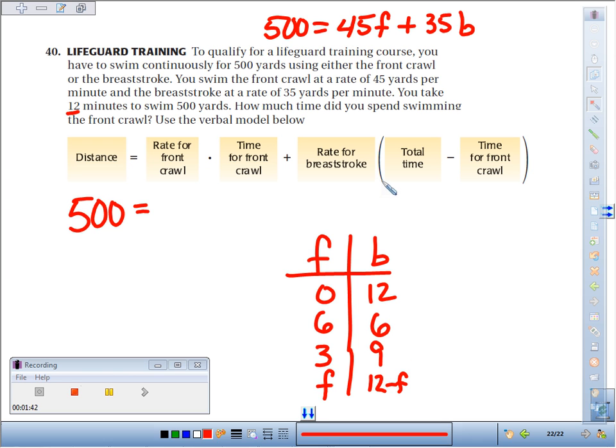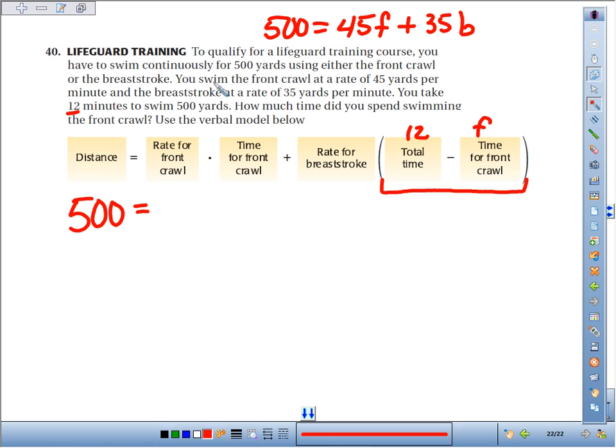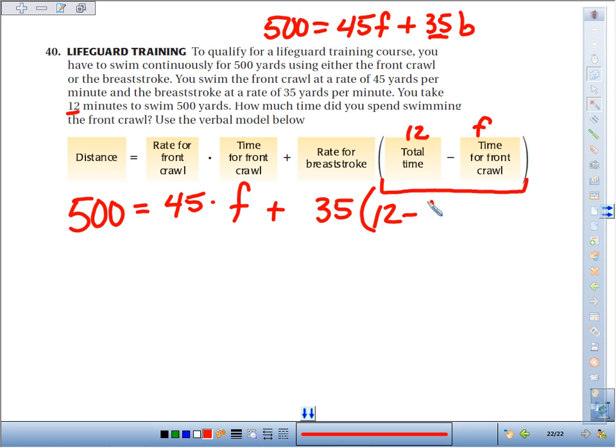And that's what they've done here. They've written this expression. Our total time is 12 minutes minus the time for the front crawl, we're calling F. This will tell me how long I did the breaststroke for. 12 minutes minus the front crawl time, whatever's left over, that's my breaststroke time. So now we've got this equation set up. The distance, 500, equals our rate for the front crawl, 45, times F, the time that we front crawl, plus the rate for the breaststroke, 35 yards per minute, times how long do I breaststroke? Well, however much time is left after I front crawl, so 12 minus F.